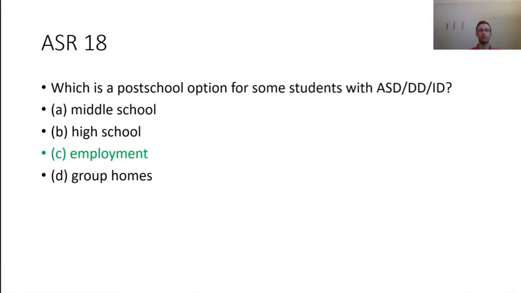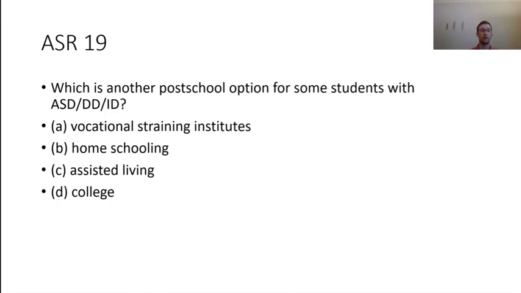Okay. I'll say that again. The group home is a type of post-school living option, not a category of post-school options. ASR 19, which is another post-school option for some students with ASD, DD, ID. A, vocational training institutes, B, homeschooling, C, assisted living, or D, college. A couple more seconds. All right, I'll close the poll, and the answer here is D, college.